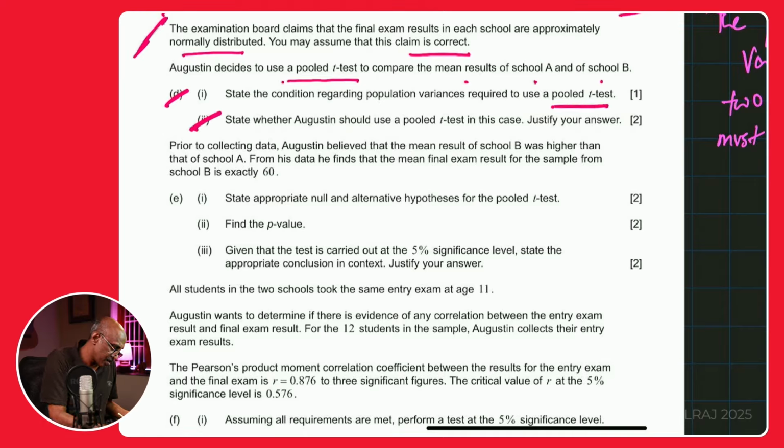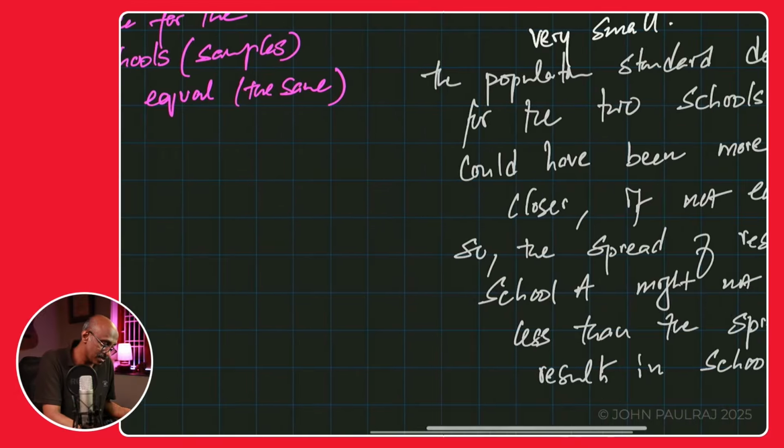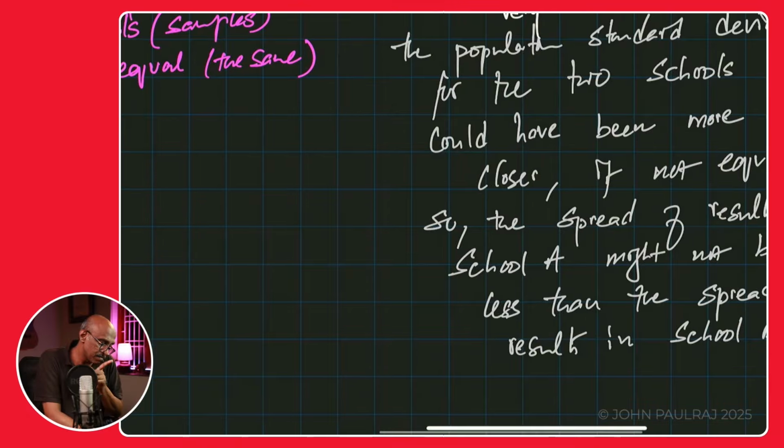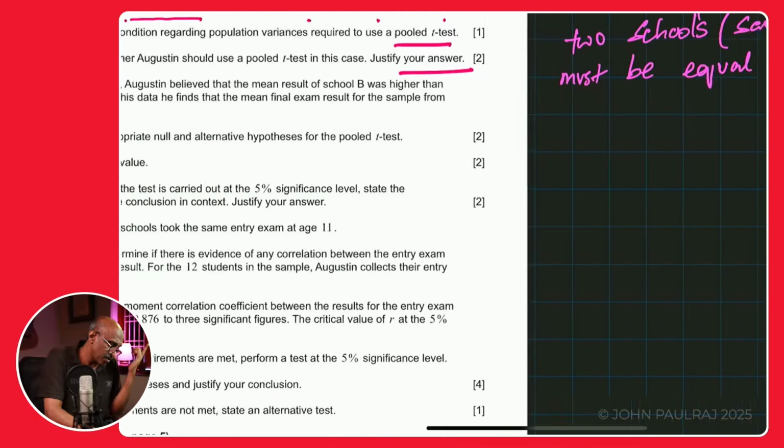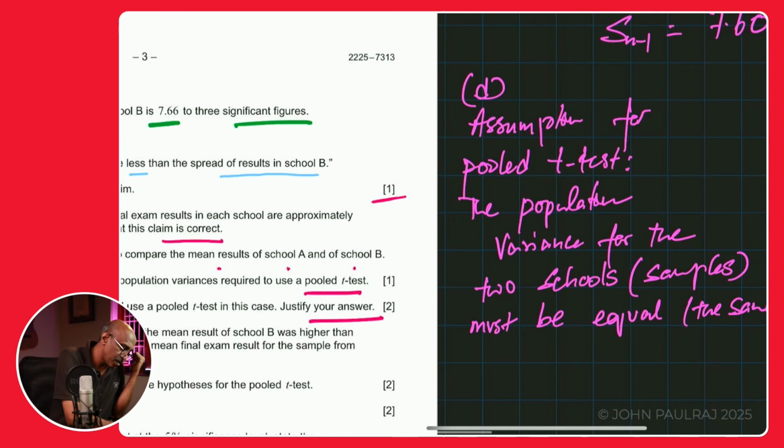All right, then part 2 says, state whether Augustine should use a pooled t-test in this case and justify your answer. I think he should go ahead and use it, because based on our reasoning here, the sample standard deviations are nearly the same, which suggests that the population standard deviations, and therefore the population variances, are going to be identical. So in that case, I think he should use it. That will be my justification. So I'm going to write D part 2. This is D part 1 and D part 2.